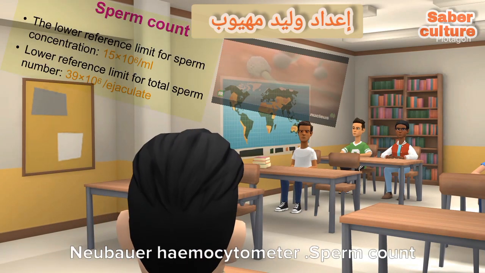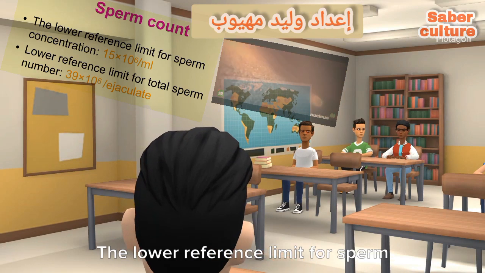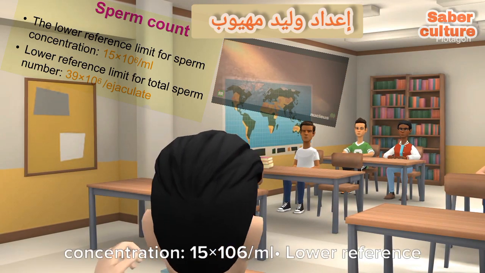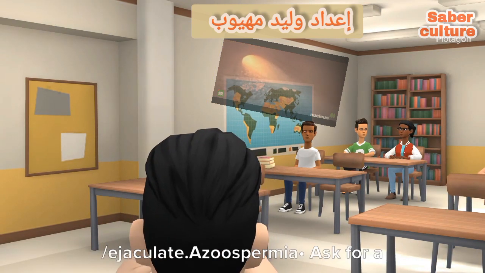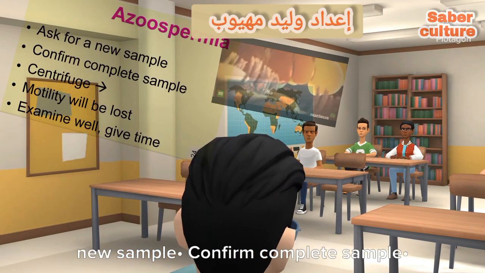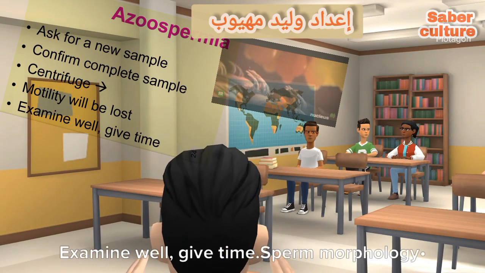Improved Neubauer hemocytometer, sperm count. The lower reference limit for sperm concentration is 15 times 10^6 per milliliter. The lower reference limit for total sperm number is 39 times 10^6 per ejaculate. Azoospermia: ask for a new sample, confirm it is a complete sample, and centrifuge. Motility will be lost.